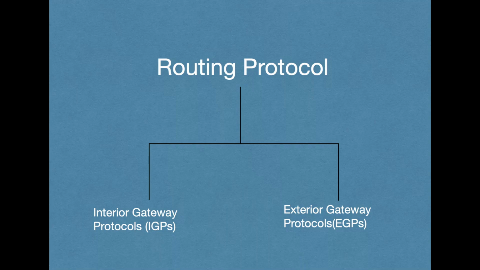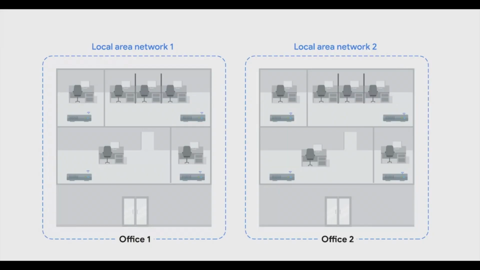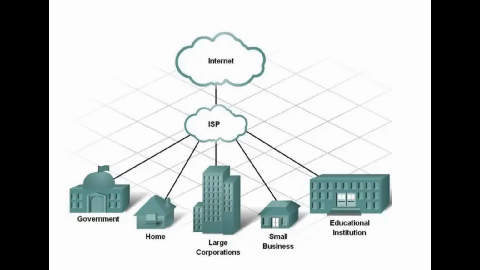Routing protocols fall into two main categories: interior gateway protocols and exterior gateway protocols. Interior gateway protocols are used within a single autonomous system, which is a network controlled by a single operator. Think of large corporations with multiple offices, or internet service providers with a national presence.